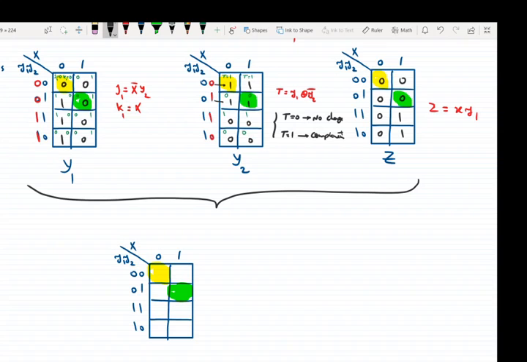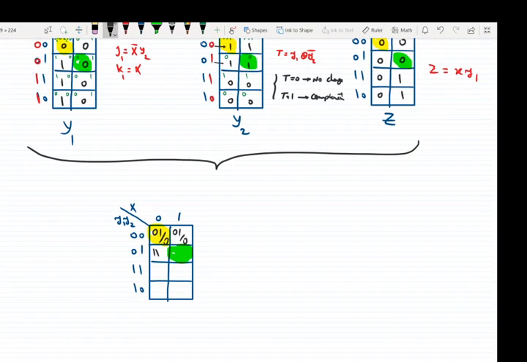So let's combine them. So it's 0 1 0 0 1 0 1 1 0 0 1 0 1 0 0 0 0 1 1 0 0 0 0 1. Okay, and so this one is y1 y2 over z.